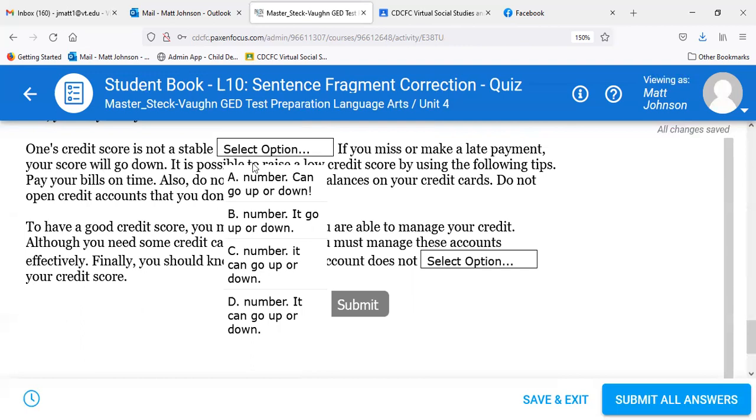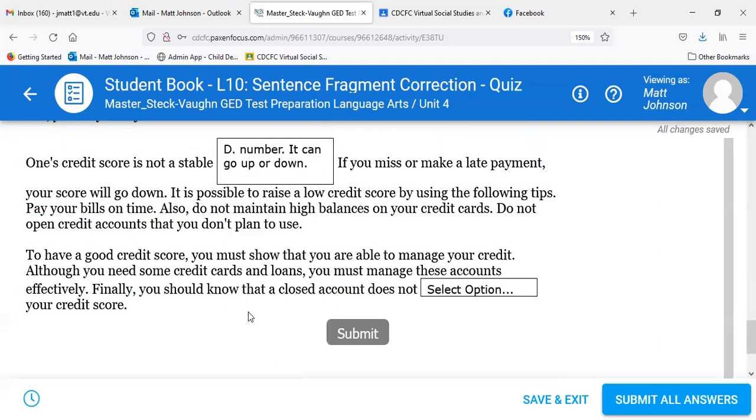Close. I'm sorry, that doesn't sound right. Yeah, there you go. Up or down. The answer is D. Okay, yeah. Once you read, this is where it's a little weird because you have to read through the end of the last sentence and the rest of the other one. So it's a little tricky. But yeah, so D: one's credit score is not a stable number, period. It can go up or down, period. We have two complete thoughts there.